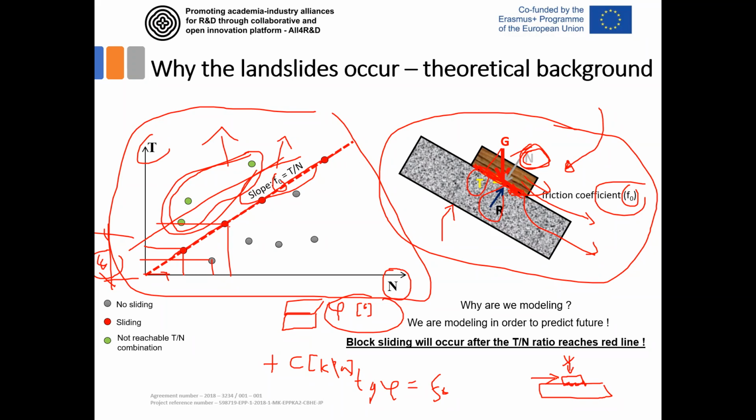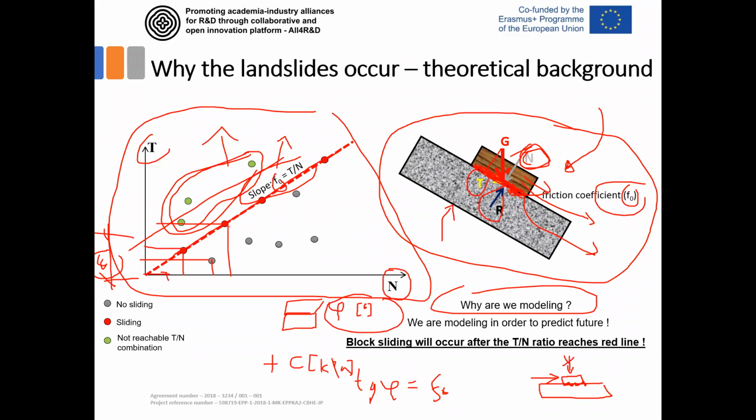So that's what happens in the soil. You have clay material where the particles of clay stick to each other, and then you have some resistance to sliding even without a normal component of the stress. And that's exactly what we use when modeling, when trying to predict the future of some slope.